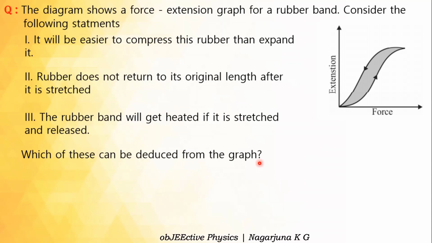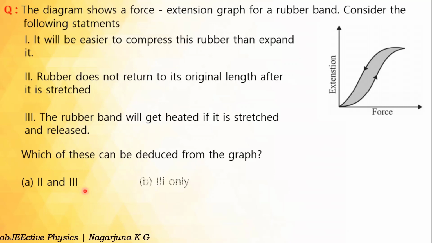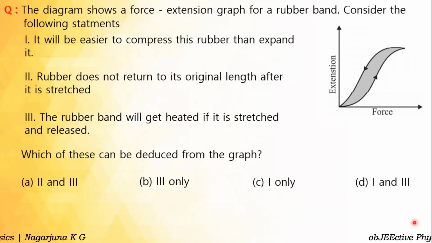Out of the three statements given in the question, which statement is correct? That is the question. I can move to the solution. Before solutions, see the options. Option A, 2 and 3. Option B, 3 only. Option C, 1 only. Option D, 1 and 3. Now I can move to the solution.